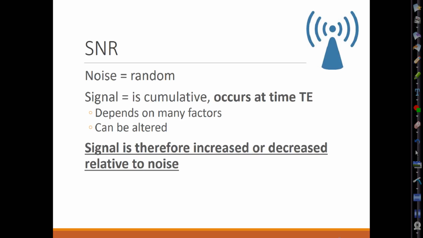Signal is dependent on many factors, like those intrinsic parameters. But sometimes there are some parameters that we really can't control. I'll talk about those. And signal can be altered. So if we change our NEX, what happens to signal? We'll talk about that today. So signal therefore increases or decreases relative to noise.